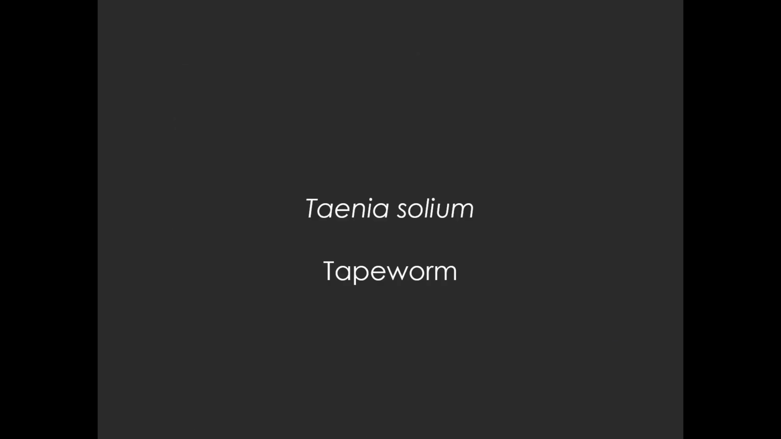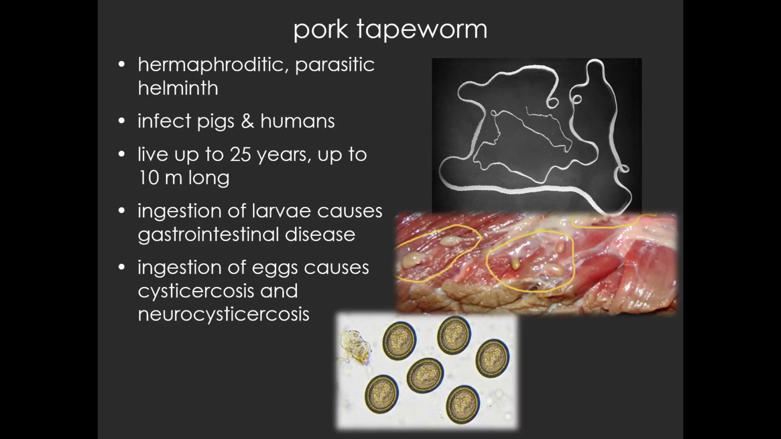If you were looking for a little good news at the end of that organism, I hate to break it to you, but you will not be finding that yet. Now we move on to the tapeworm, Taenia solium. Taenia solium is commonly known as the pork tapeworm, and it is a hermaphroditic parasitic helminth which infects, as its name suggests, pigs but also humans.